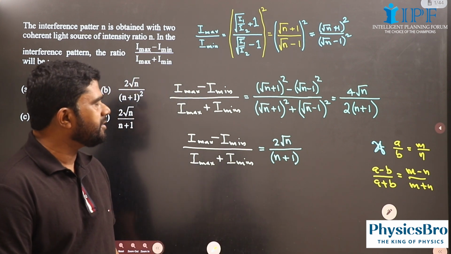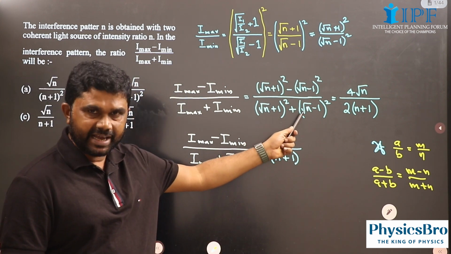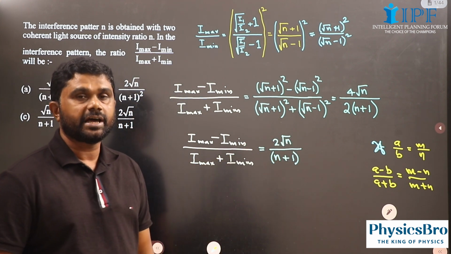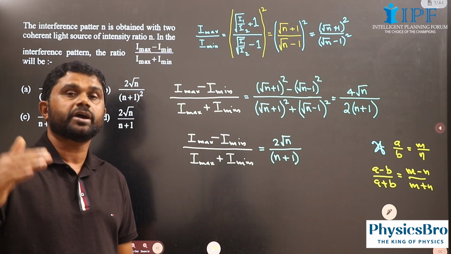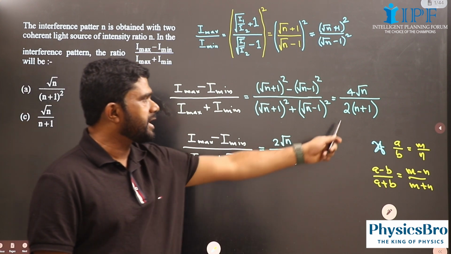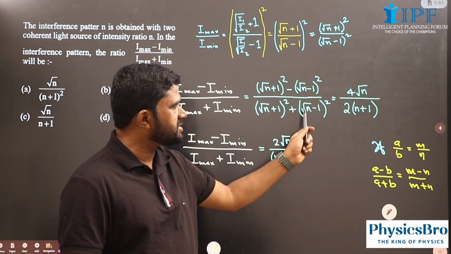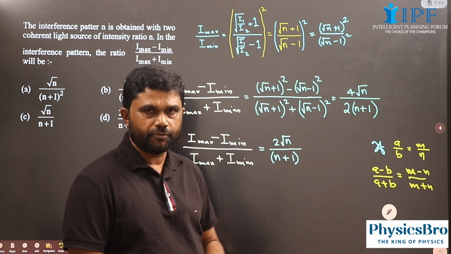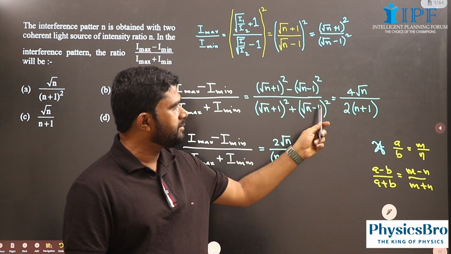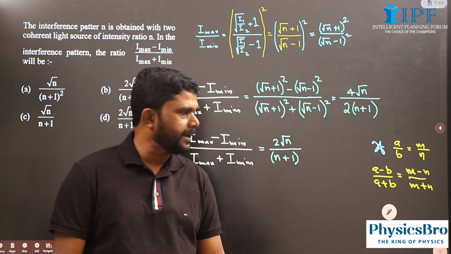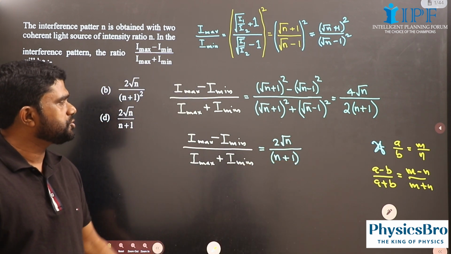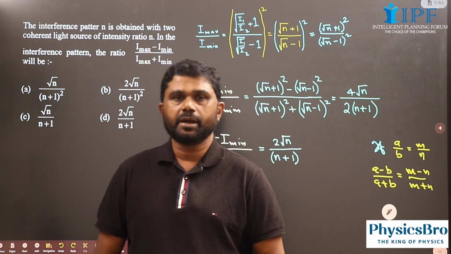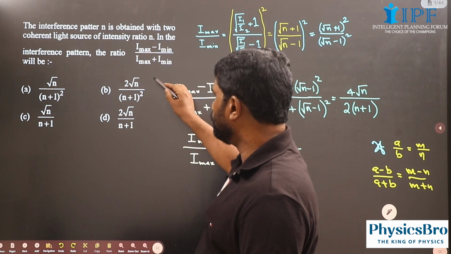And in the denominator we have (a plus b) whole square plus (a minus b) whole square, that will be 2 times (a square plus b square). A square, for the first term a, that is root n square, means n, and second term 1 square, that is 1 itself. We have 4 by 2, that is 2 root n divided by n plus 1.